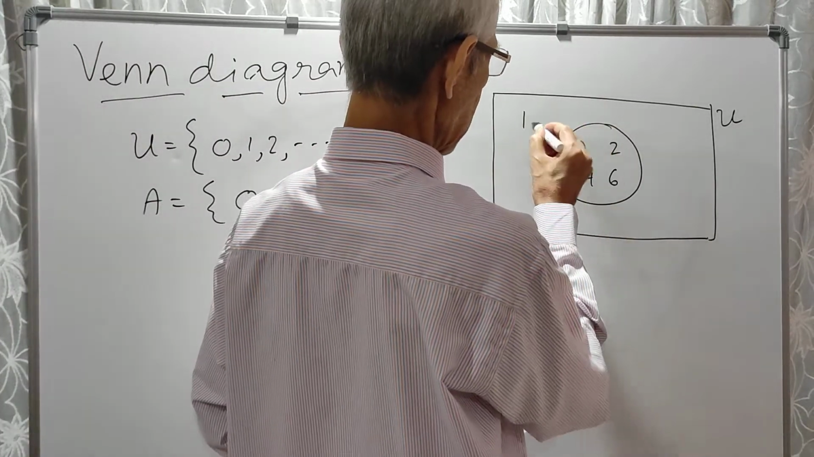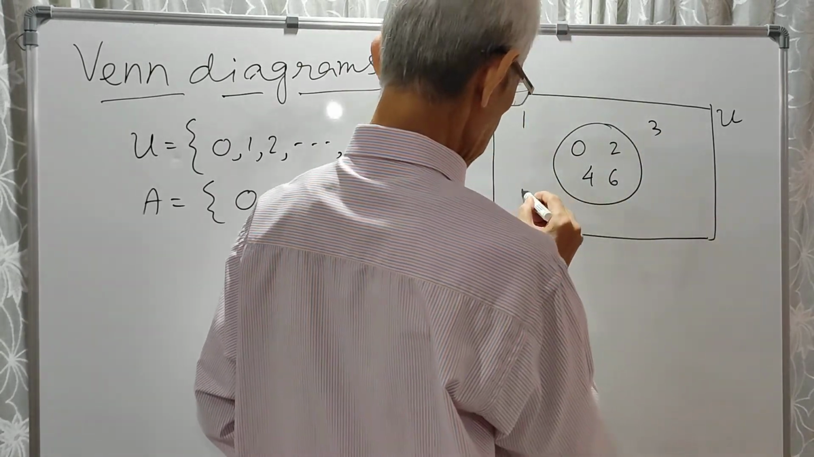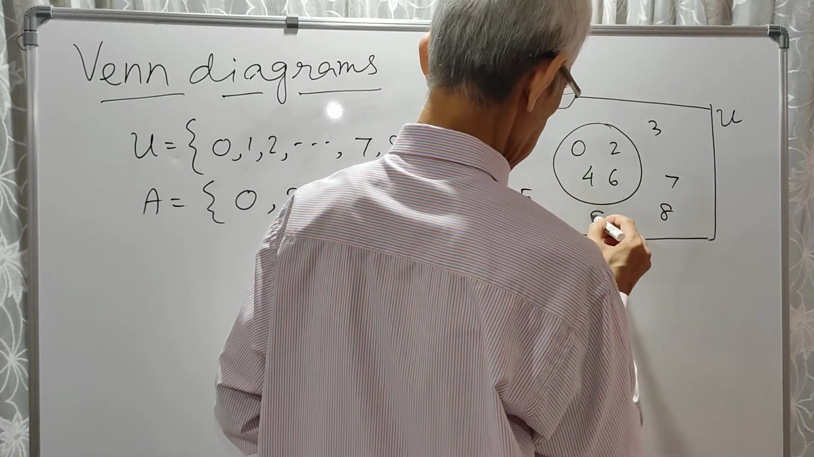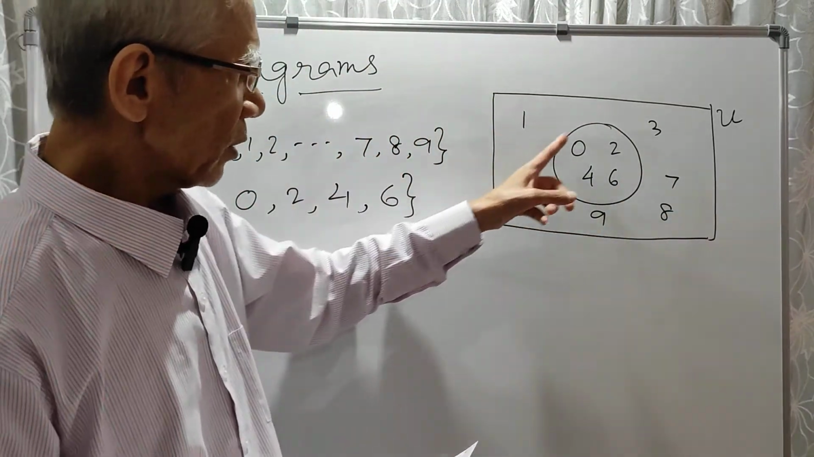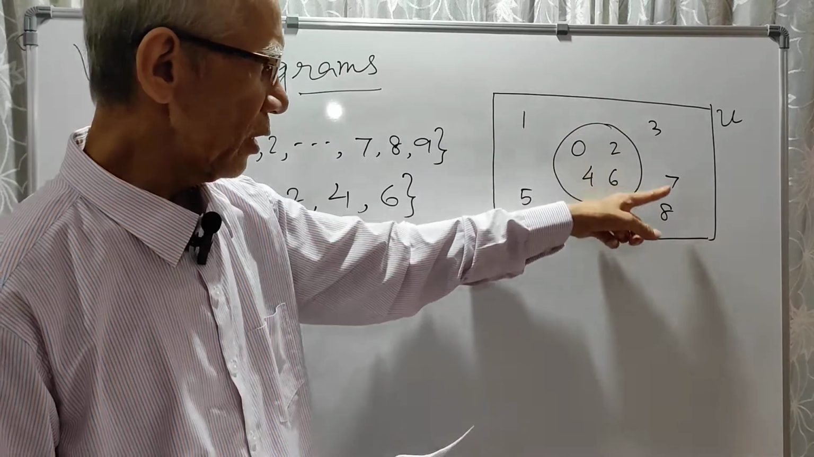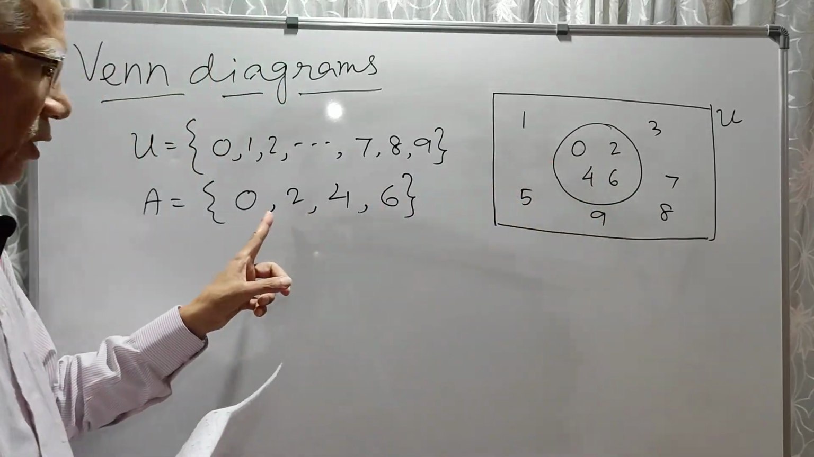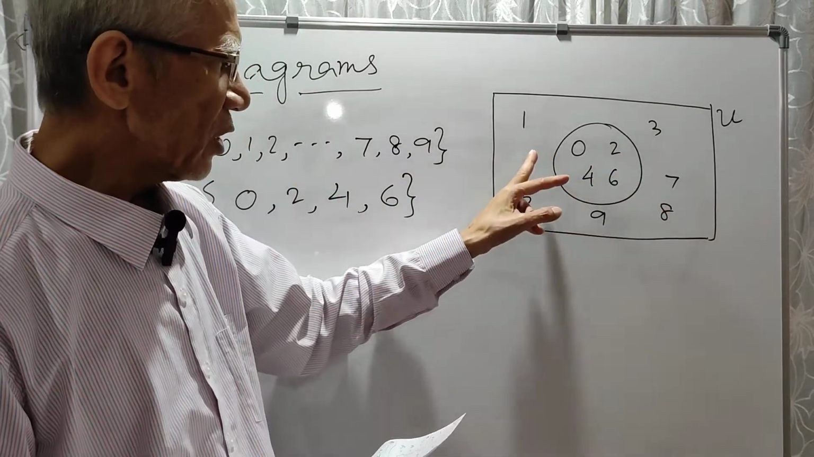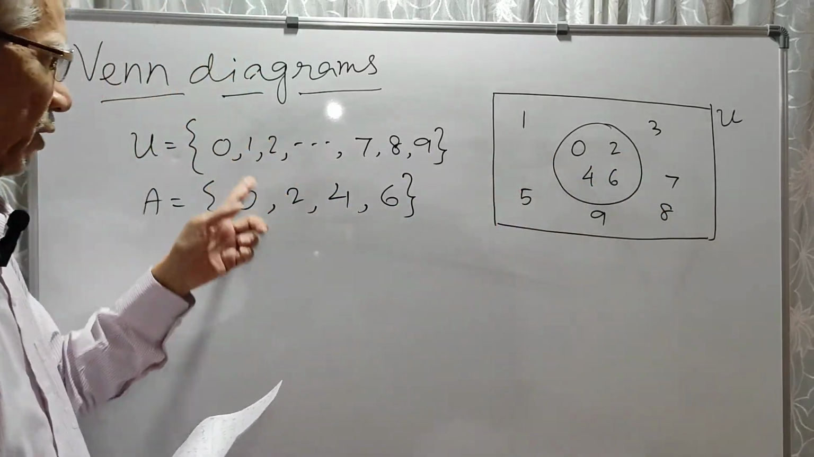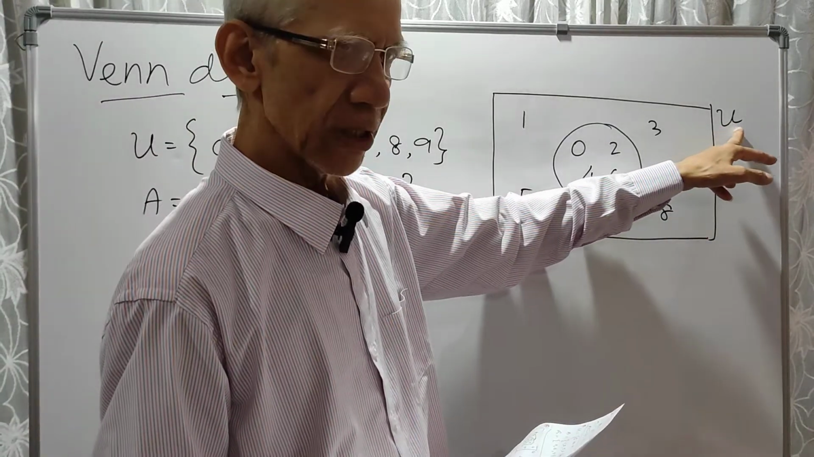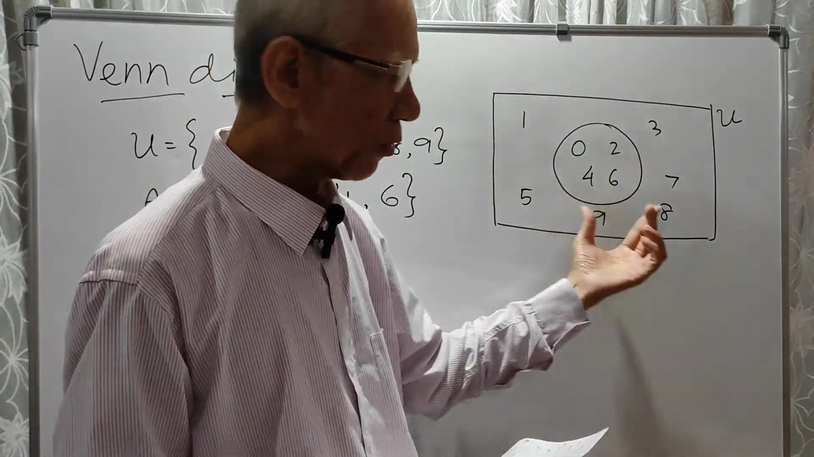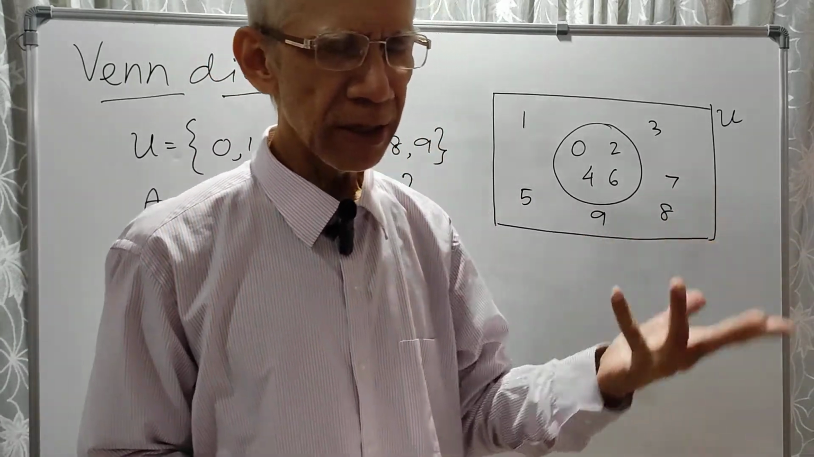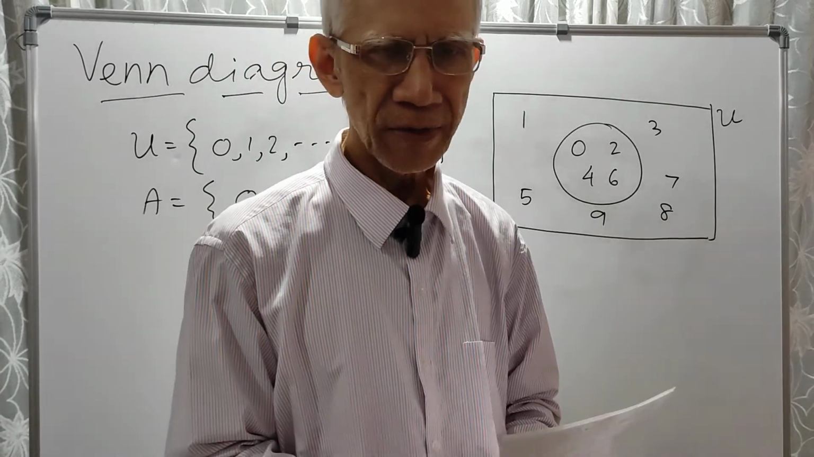So that is 0, 1, 2, 3, 4, 5, 6, 7, 8, 9. The numbers 1, 3, 5, 7, 8, 9 are not inside the set A, but they are in the universal set. This is the representation of these two sets. The rectangle represents the universal set. So in a Venn diagram, always draw the rectangle first, which means the universal set. Every set has a universal set.